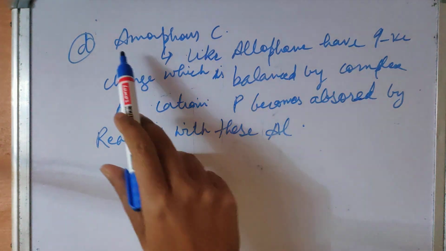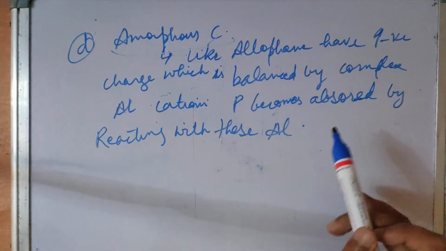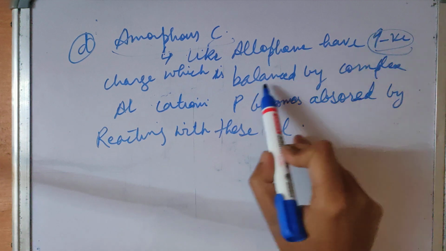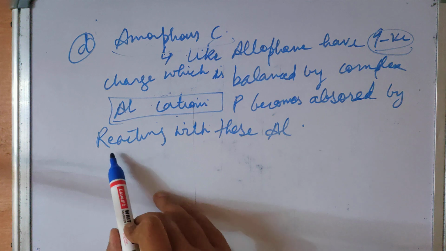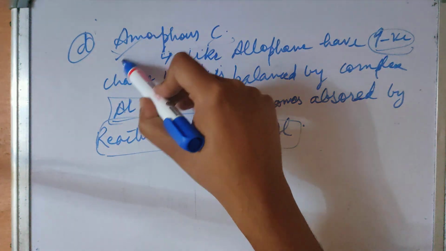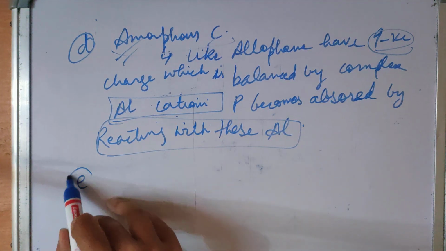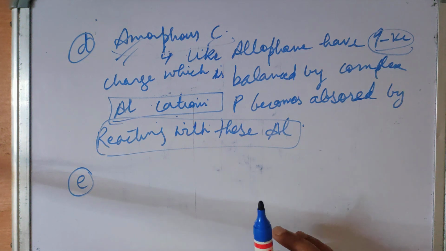So what happens in amorphous colloids? The negative charge of the aluminum cation gives more space to phosphorus to react. Hence, the higher the amorphous colloids, the higher will be the fixation of phosphorus.